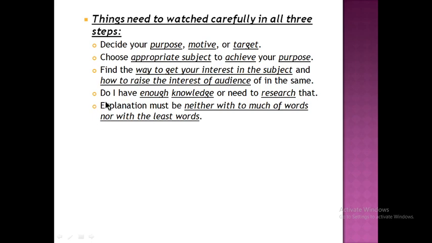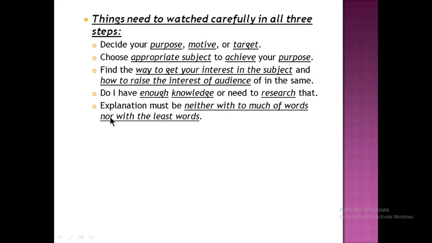And the next one is, do I have enough knowledge or do I need to research that? The knowledge which you have about a subject, is that sufficient so that you can achieve your purpose in communication? If that is so, go ahead. If not, please get some more knowledge of that subject.